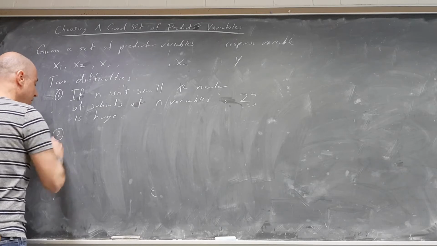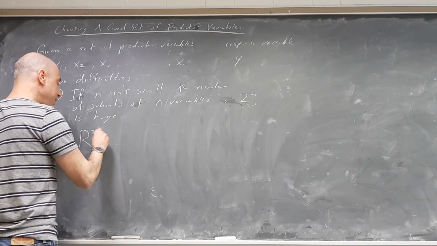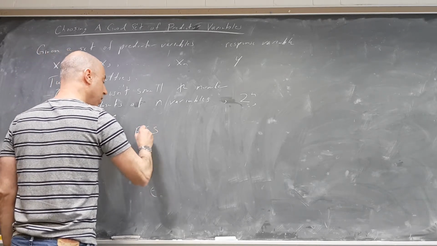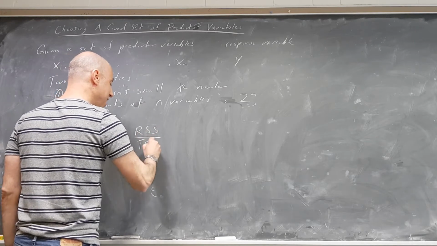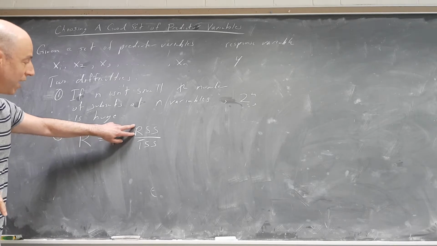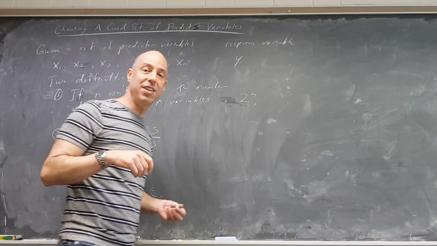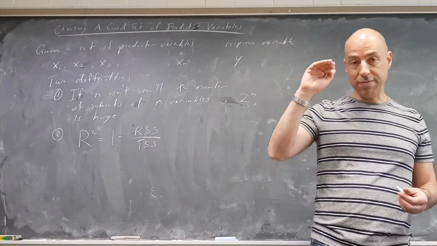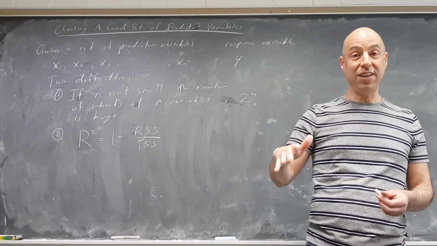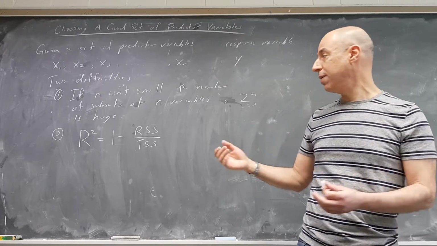Secondly, we saw last time that R squared was equal to 1 minus RSS over TSS, and I'll refer you to a previous video to remind you what RSS is. Remember, RSS is just the residual sum of squares, the vertical distance between where the data point is and where the model predicts it is. You take those errors, square them, and add them all up.